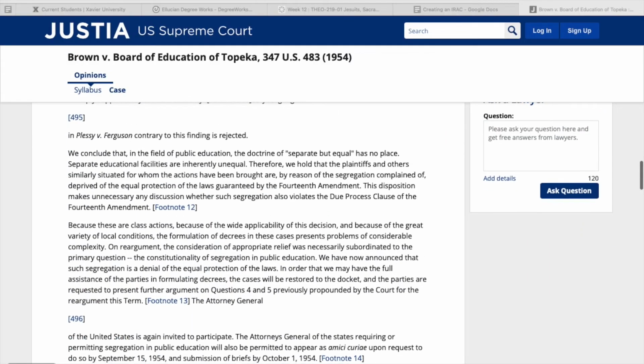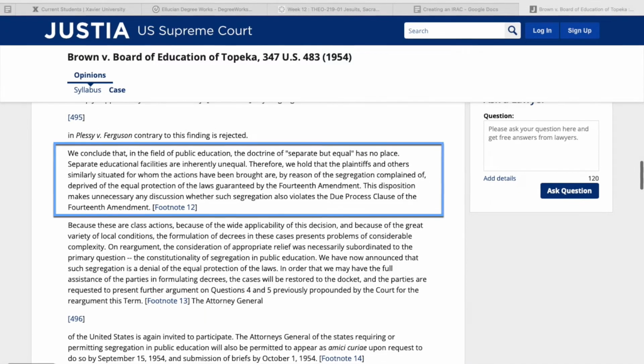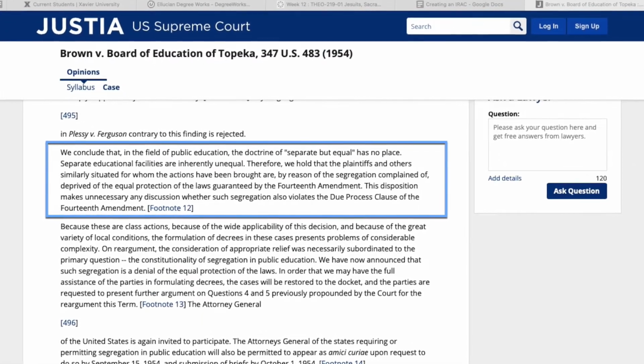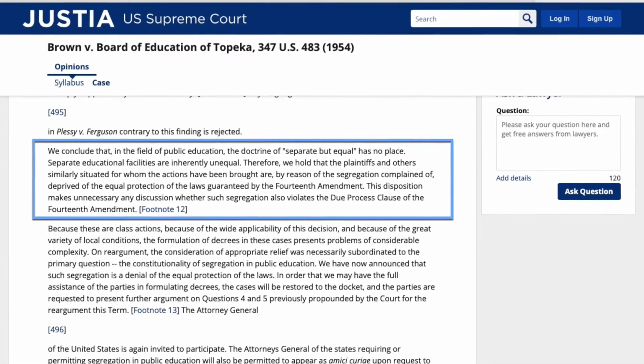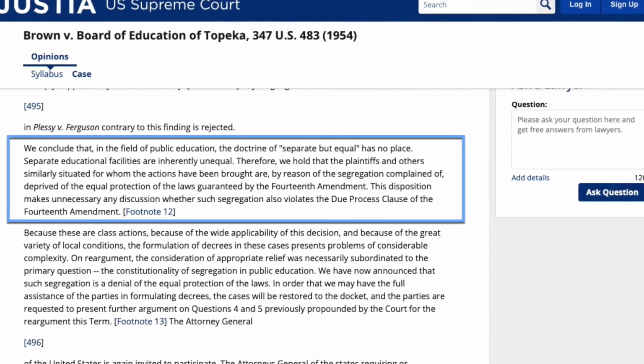Finally, the conclusion is usually not too difficult to locate. In this case, the court directly stated, "We conclude that." I found information for my conclusion in this paragraph, stating that separate but equal does not actually offer equal opportunities to minorities, and therefore it is unlawful.